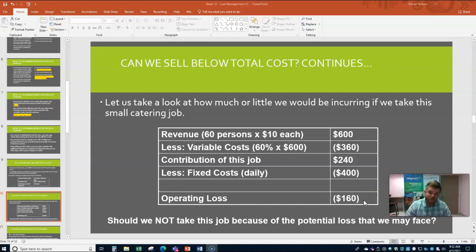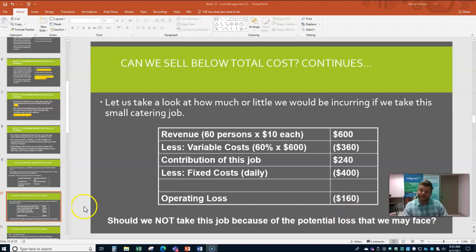Should we not take this job because of the potential loss that we face? Yes or no? So this is where you as an owner or a manager might say, this is not a great job to take. This is not a great rental agreement. This is not a good thing that we should do. But what is the alternative? Are we just going to sit empty? Is my staff not going to have hours? Is no one going to come in and potentially give great reviews of the place? How do I really measure whether this is a good idea or not?